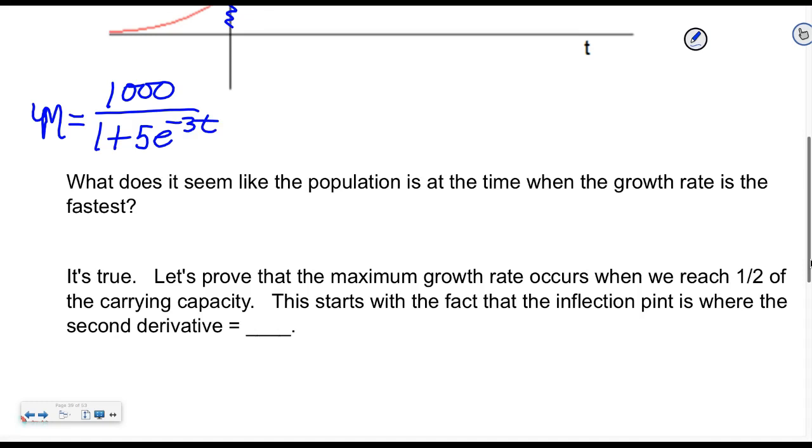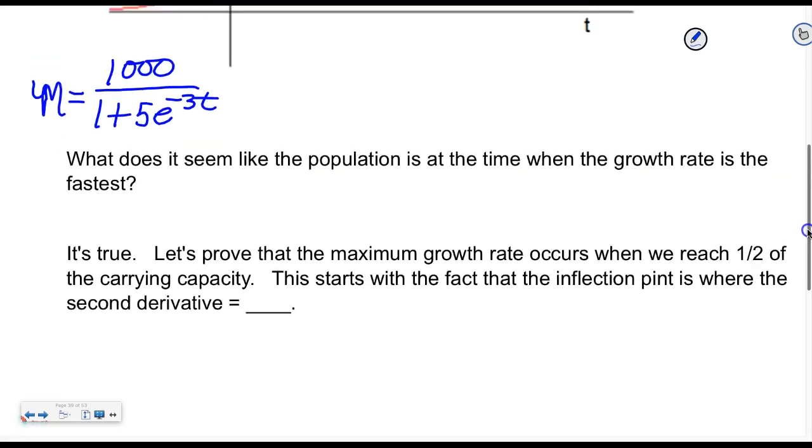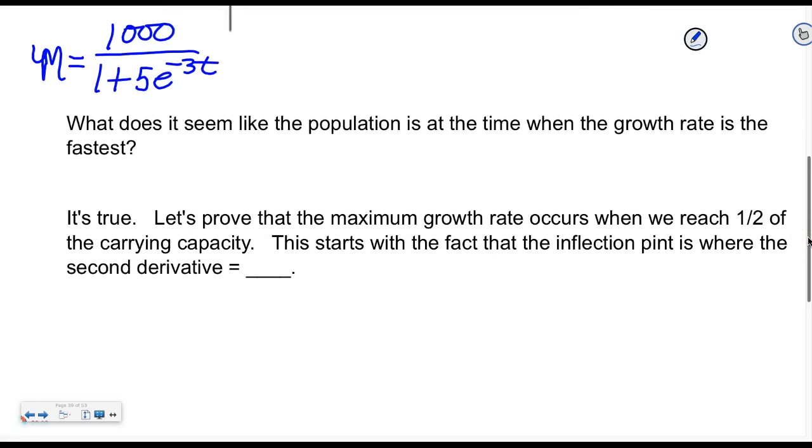Sometimes they'll say, what's the carrying capacity? And what do you say? 1,000. That's not deep thought. Or they'll say, how many moose were there when it was growing at its fastest? And you'll say, 500. That's not deep thought, right? Will there be some of those questions? Yes. But there'll be some deeper ones too. So it says, what does the population seem to be when it's growing at its fastest? It really appears to be half the carrying capacity, and it is.